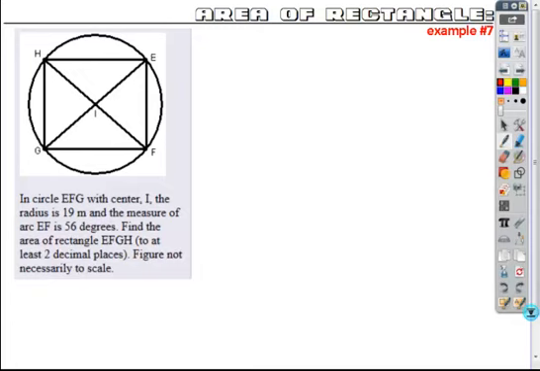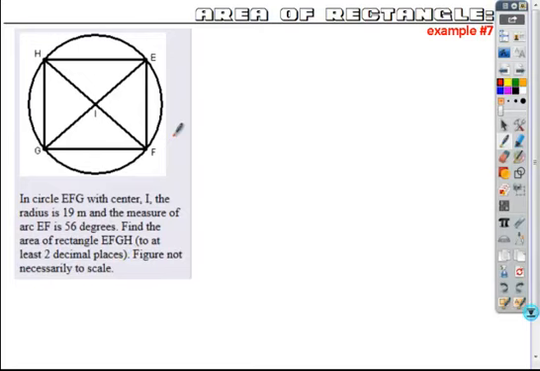Take a look at how you would approach this problem. So the first thing is you are told here you have a rectangle that's embedded in this circle. Okay, so a couple things you know about a rectangle.